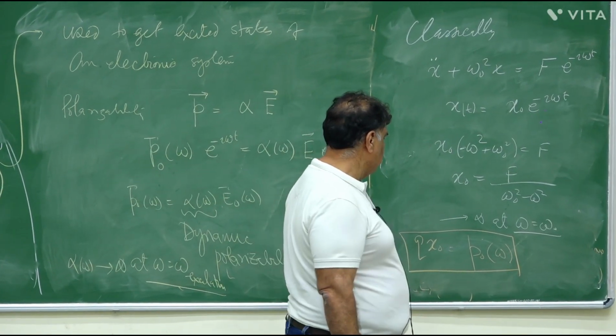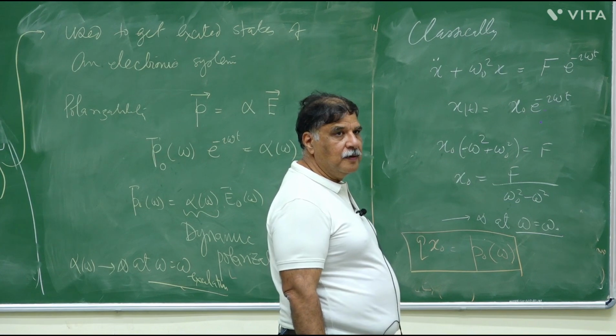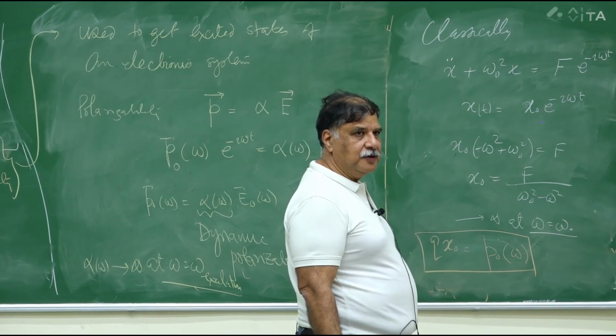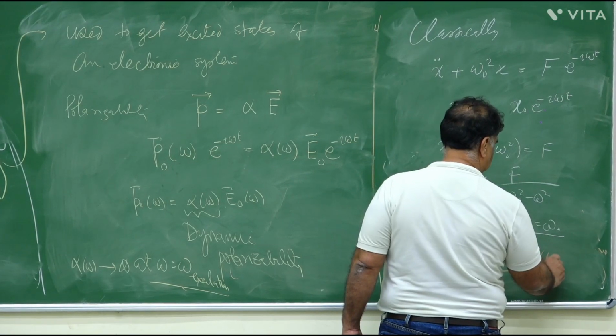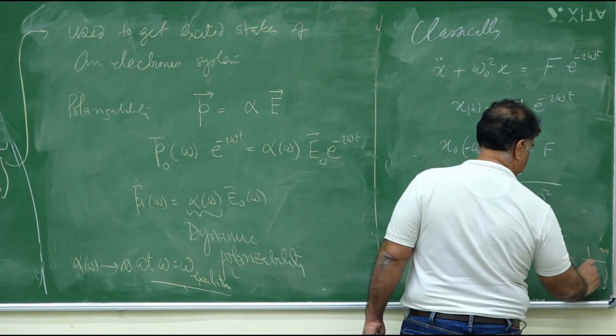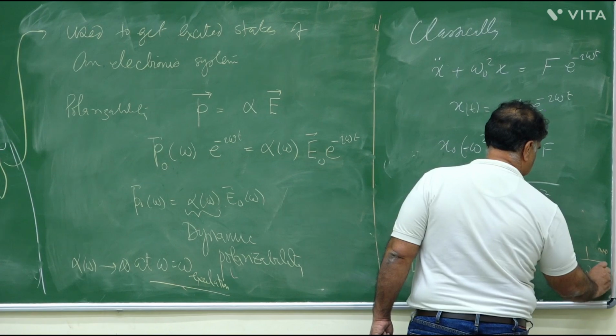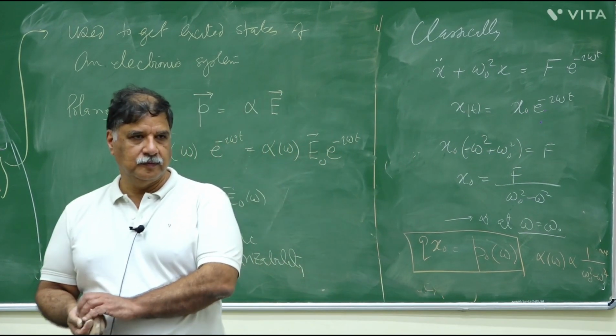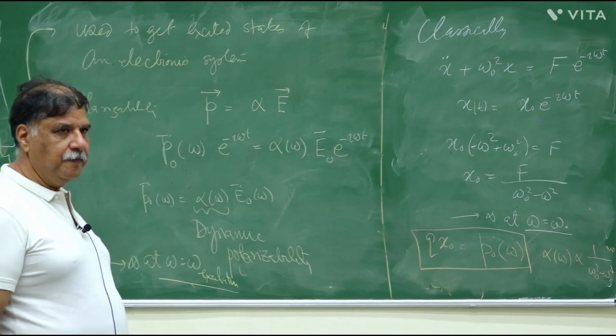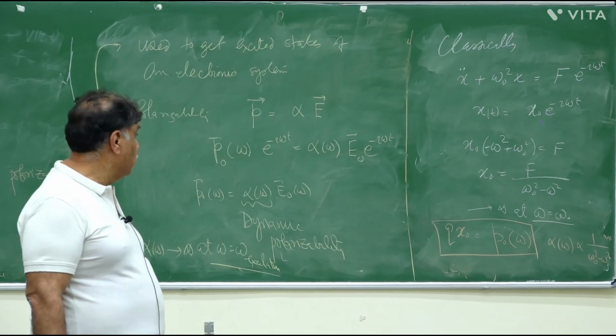It is somewhat similar to time-dependent perturbation. This is time-dependent perturbation. Yes. And so alpha(omega) is proportional to 1 over (omega0 squared minus omega squared). Fine? And then you do the rest.